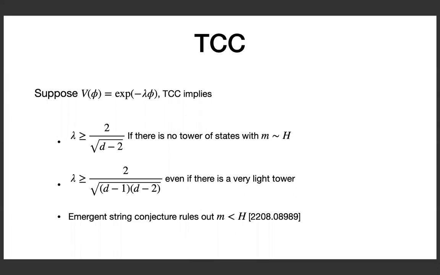However, the other possibility that we considered was that there is a light tower that is lighter than or equal to the Hubble scale, and because of that, it can get excited. Now, because of the emergent string conjecture, if we trust it, we can argue the following. This was done in a paper by Tom Rudelius: whether the light tower is a KK tower or a string tower, it never happens that the mass is smaller than H. So very likely the tower is always heavier than H. You can have this marginal case where m is of the order of H, but modulo that, the mass of the lightest tower is always heavier than Hubble. So TCC roughly tells you, modulo that marginal case, that lambda must be greater than 2 over square root of d minus 2.